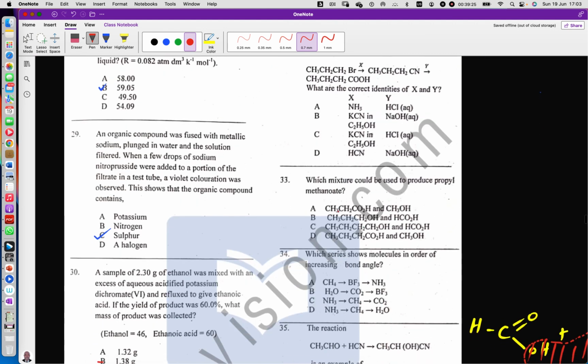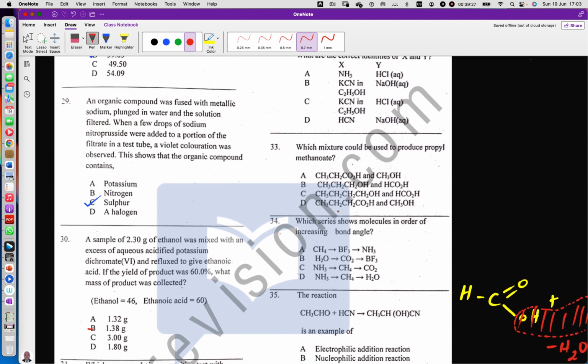Do not be confused: if we were to use sodium hydroxide, that may lead to alcohol. But acid hydrolysis is the one that leads us to butanoic acid. Remember this, we are using acid hydrolysis, not alkaline hydrolysis, please. Acid hydrolysis will lead us to butanoic acid. So our right answer is C.